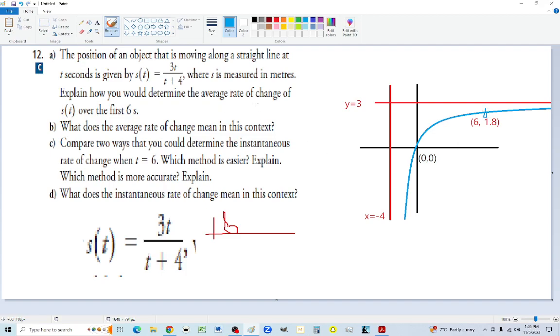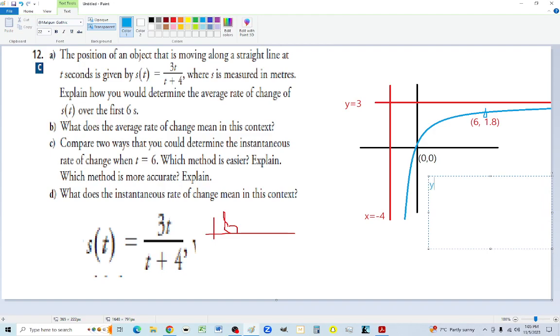So what does the average rate of change mean in this context? Well, it goes from 0 to 1.8 over 6 seconds. So you just take 1.8 and divide it by 6. Here's how you take average rate of change: y2, which is 1.8, minus y1, which is 0, over x2, which is 6, minus 0. So I just take 1.8 and divide it by 6. And we get 0.3. What's the top measurement?